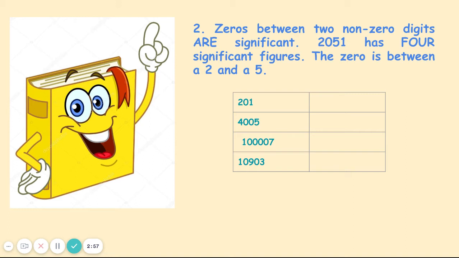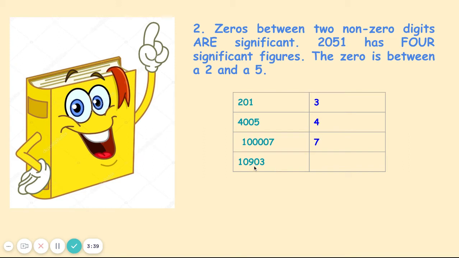So, example, 201. So, we have 1 zero in between 2 and 1. So, that is 3 significant figures. So, 4005, we have 2 zeros between 4 and 5. So, that is 4 significant figures. So, how about 100,007? So, we have 4 zeros between 1 and 7. So, how many significant figures is that? So, 7. 6. So, sorry, nahilo na ako. So, this is 1, 2, 3, 4, 5, 6. So, that is 6. Okay?